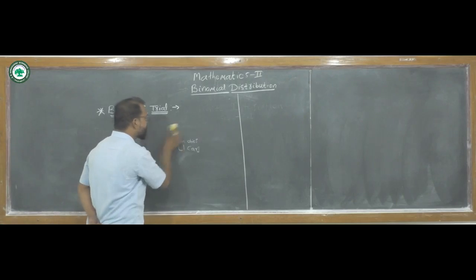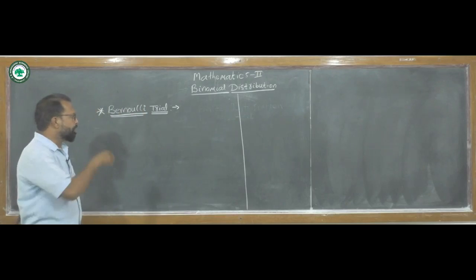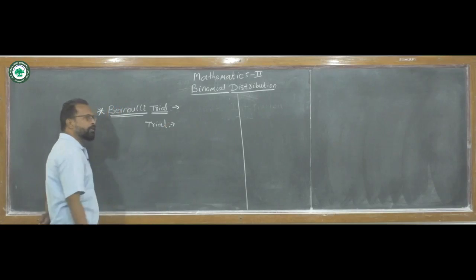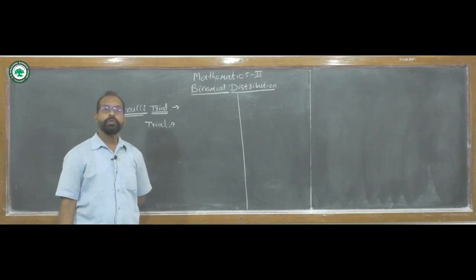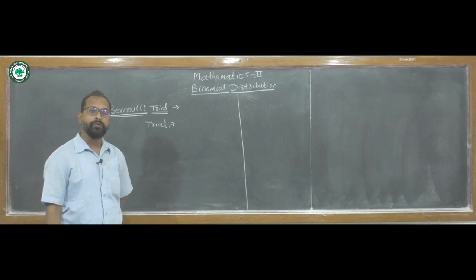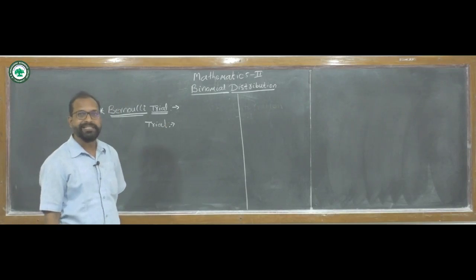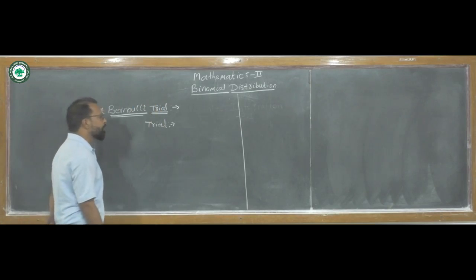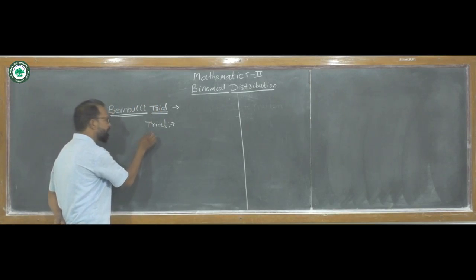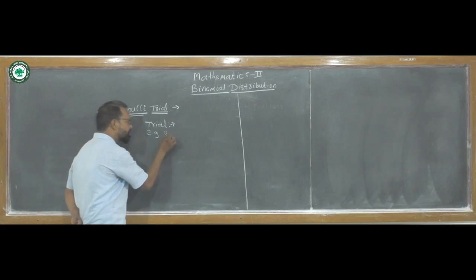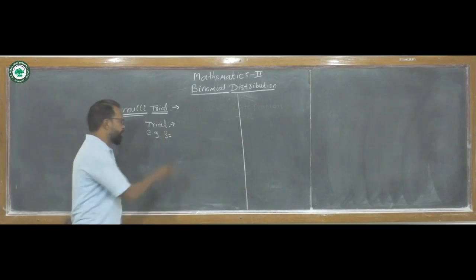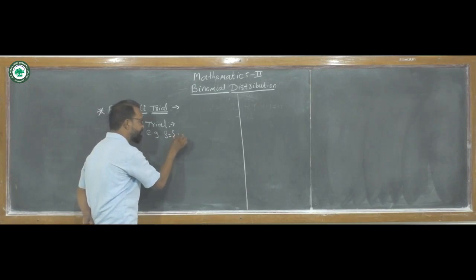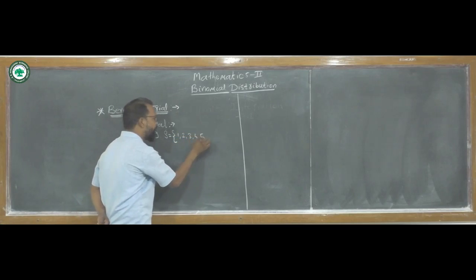Now next is Bernoulli's trial. Now consider a trial in which we get only two outcomes, or we consider only two outcomes. One is a success and the second is a failure. For example, suppose we toss a die. So the outcomes of that random experiment are 1, 2, 3, 4, 5 and 6.